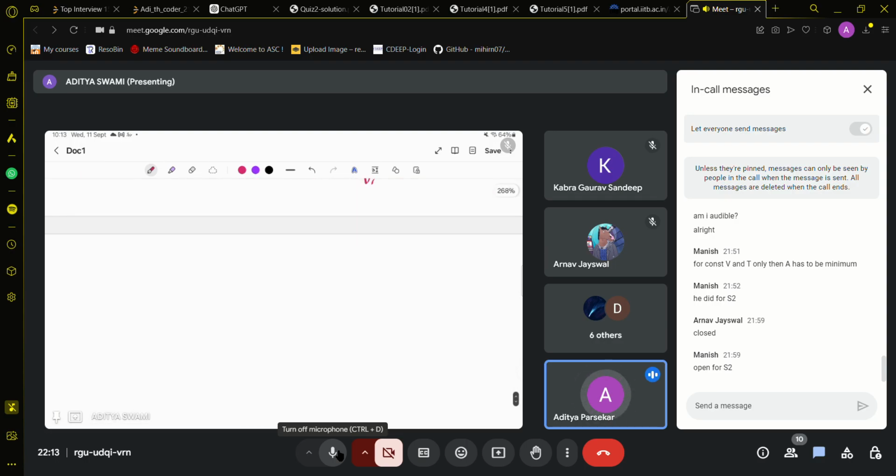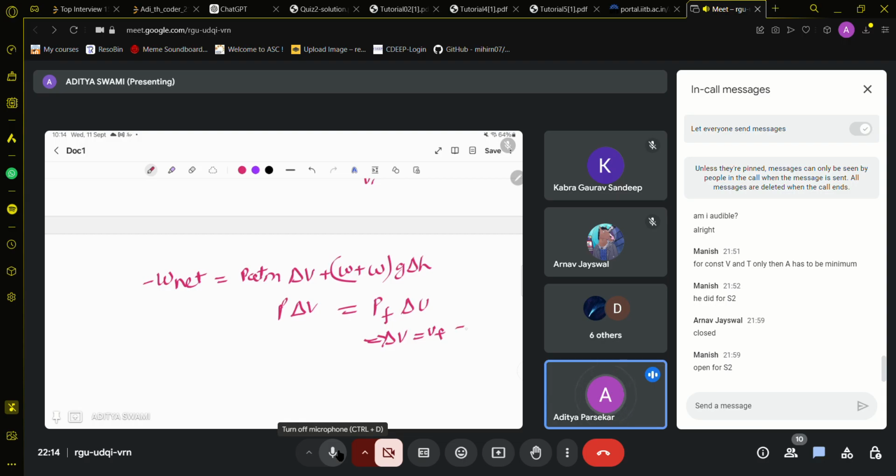Also another thing to note is that the W net would be equal to P atm, the pressure exerted by the atmosphere, times delta V plus (W plus omega) g delta h. This is basically P delta V that has been done, and this is equal to the final pressure times the delta V, and here delta V is equal to Vf minus Vi.